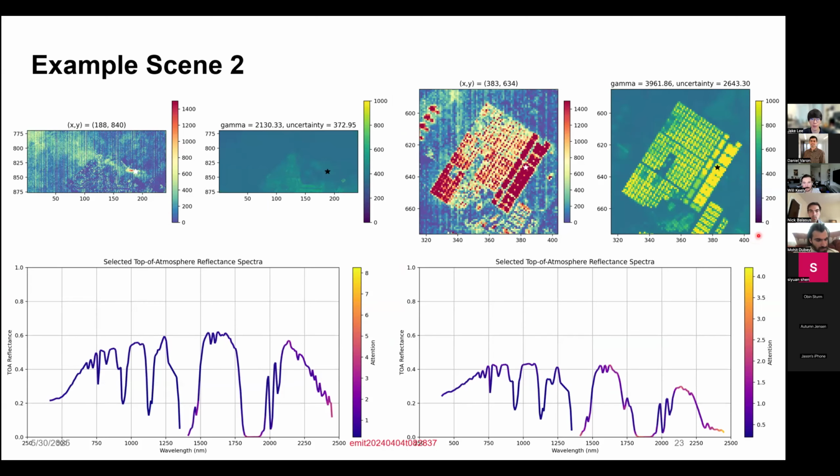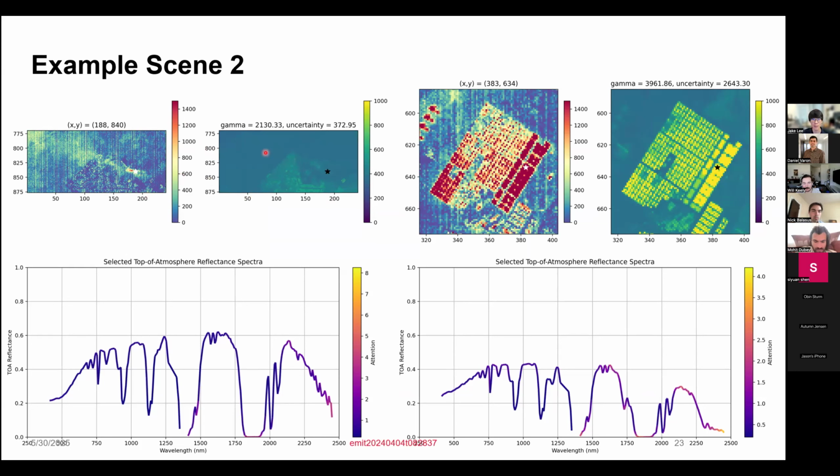And again, we can go into these pixels and look at the spectra and try to figure out what's going on here. On the left, this pixel is an actual methane retrieval. There actually is methane there. And by the way, it's a good thing that the uncertainty doesn't track with the plume.